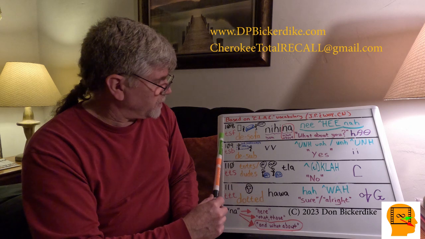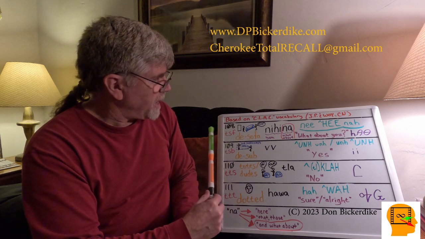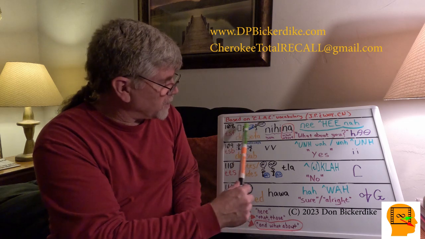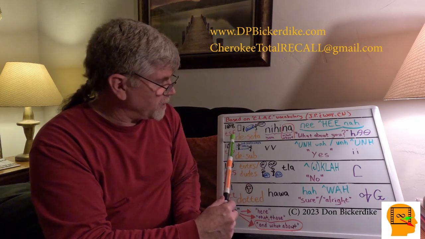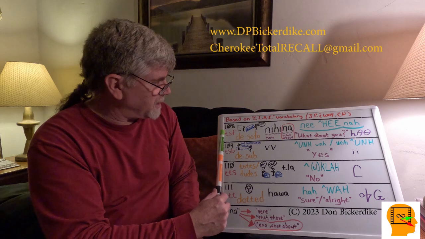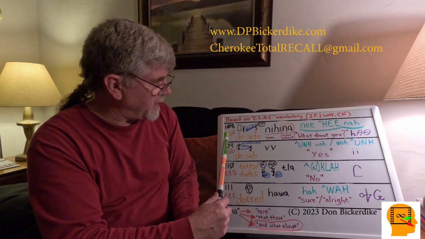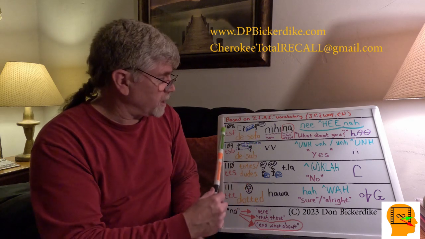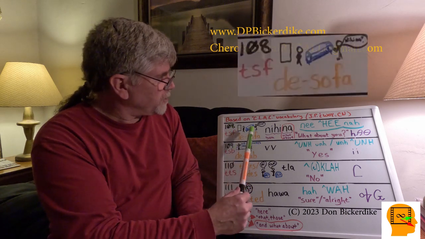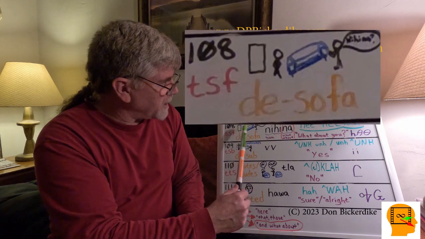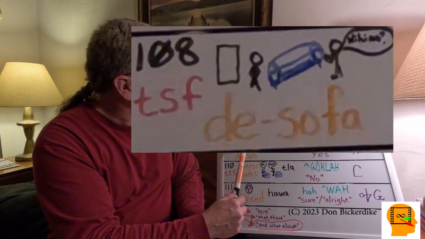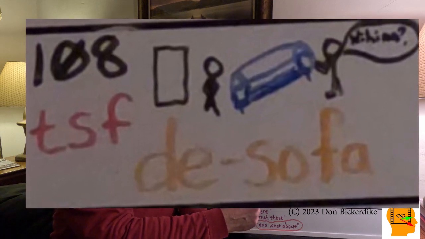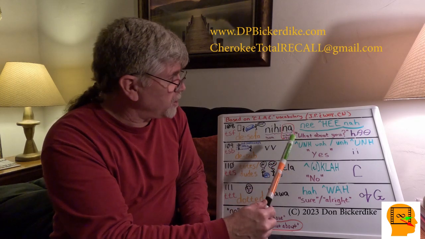108 converts to TSF, and I use the imagery of moving a sofa out of a living room. I use the keyword D-sofa. The T can be a soft sound, so it can be a DSF also. So D-sofa is my keyword for number 108. And I just drew a quick stick figure set of people, one carrying the couch on one side, the other isn't carrying yet, and the person says, nihina, what about you?